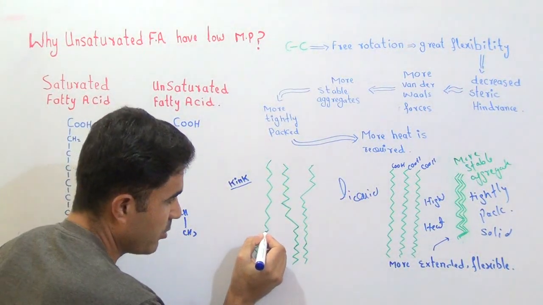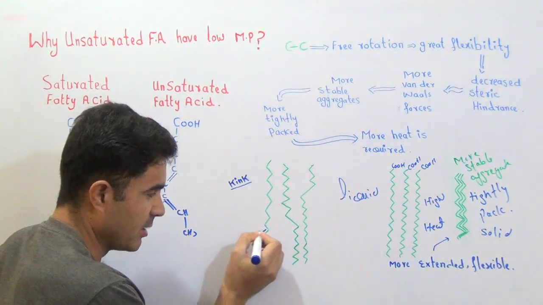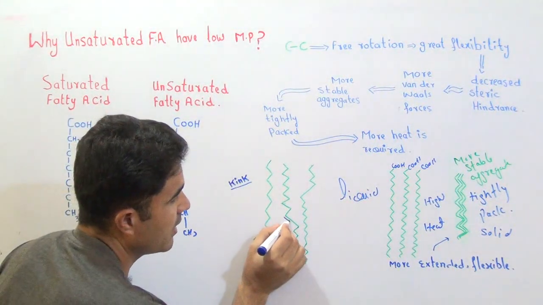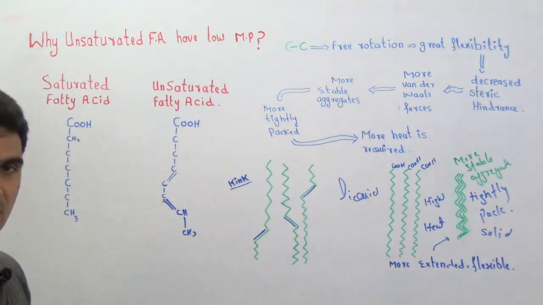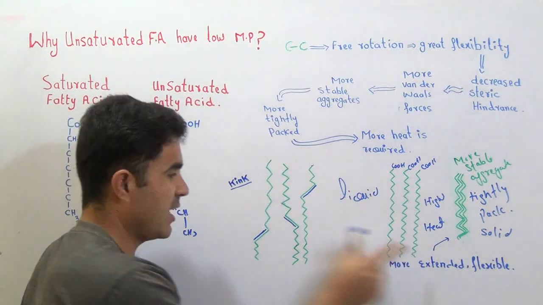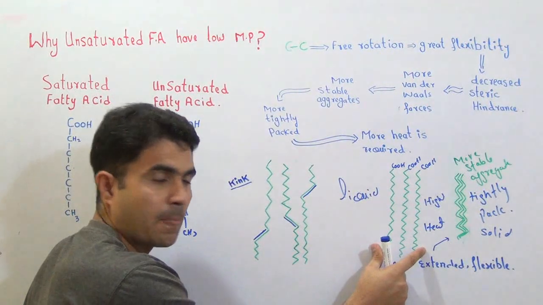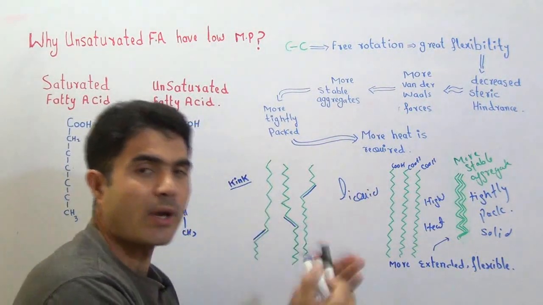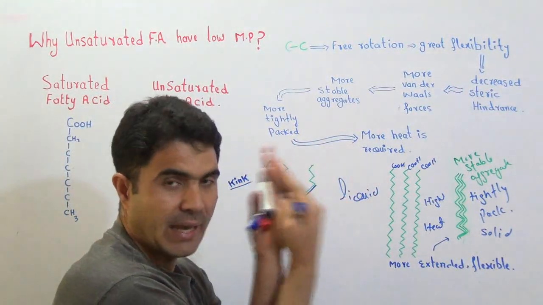CH, CH, CH, CH, CH, CH, CH, CH. At this point we have a double bond, and at the point of the double bond there is a kink, there is a bend. So here is again a bend, and here is again a bend structure. Wherever a double bond is, there is a bend structure. Now you tell me, the difference between the saturated fatty acid and unsaturated fatty acid is that these molecules are flexible, and they are so extended that they can make a very compact aggregate.